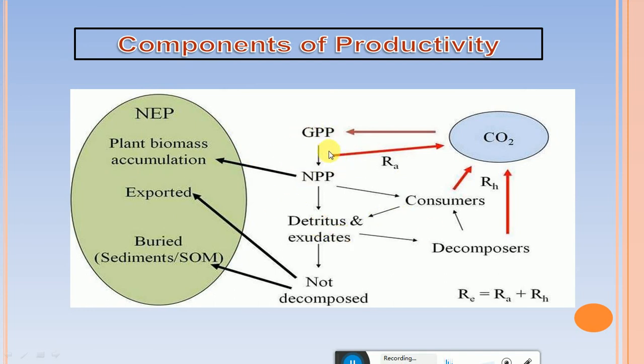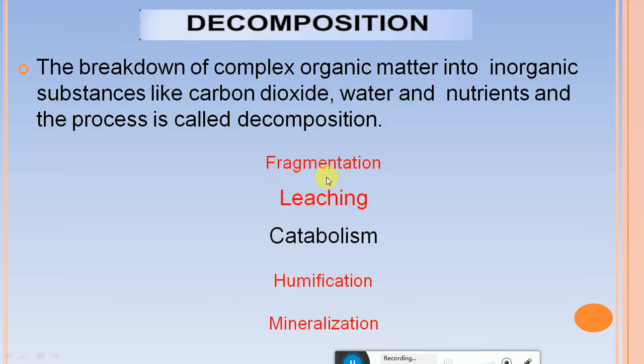That is, the individual plants produce their own food, and we as consumers depend on plants. Then we discharge waste matter, and even our dead decayed matter is fed upon by the detritus organisms, the microbes or decomposers, and they convert and degrade the organic matter into simpler end products. The inorganic matter which is not decayed is buried under sediments. So that is how the components of productivity range.